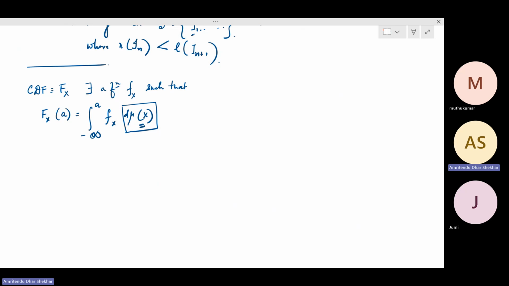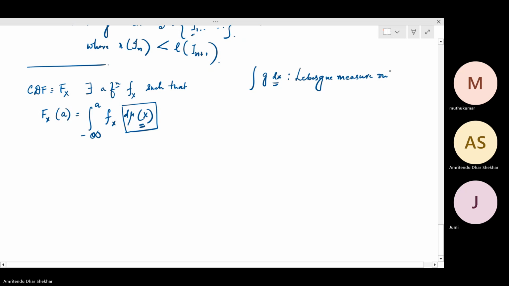Okay, now, what is this d mu of x? So on R you have the standard Lebesgue measure. Typically, when we write an integral like this, think of some other measurable function g, and you write something like g dx. This dx is the Lebesgue measure on R. Sorry, not f of x, this is f of x dx.